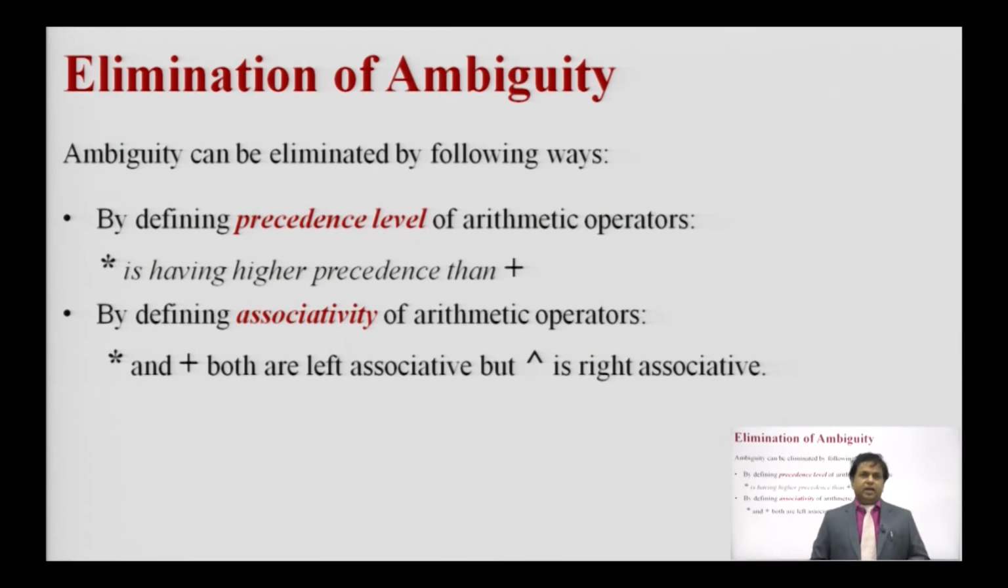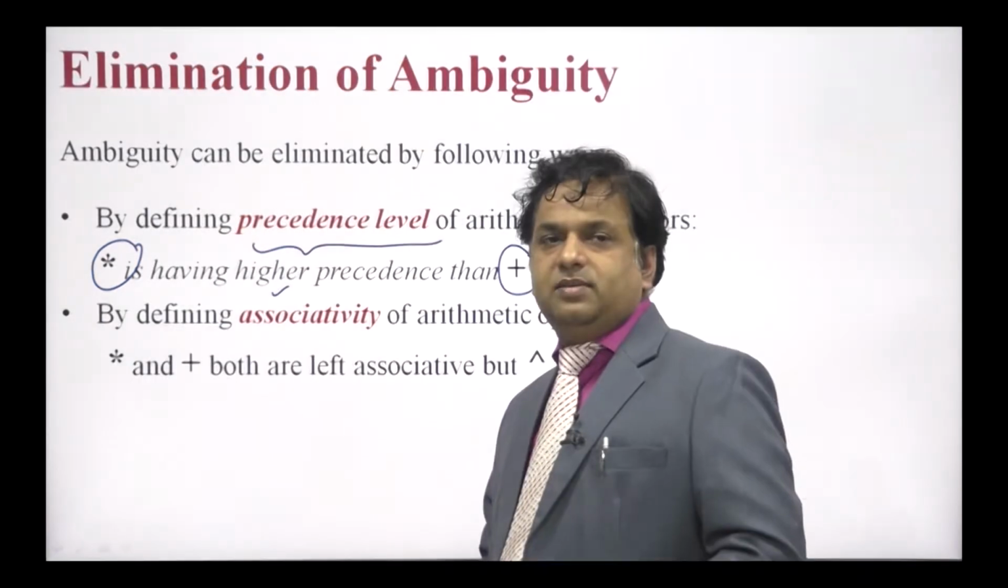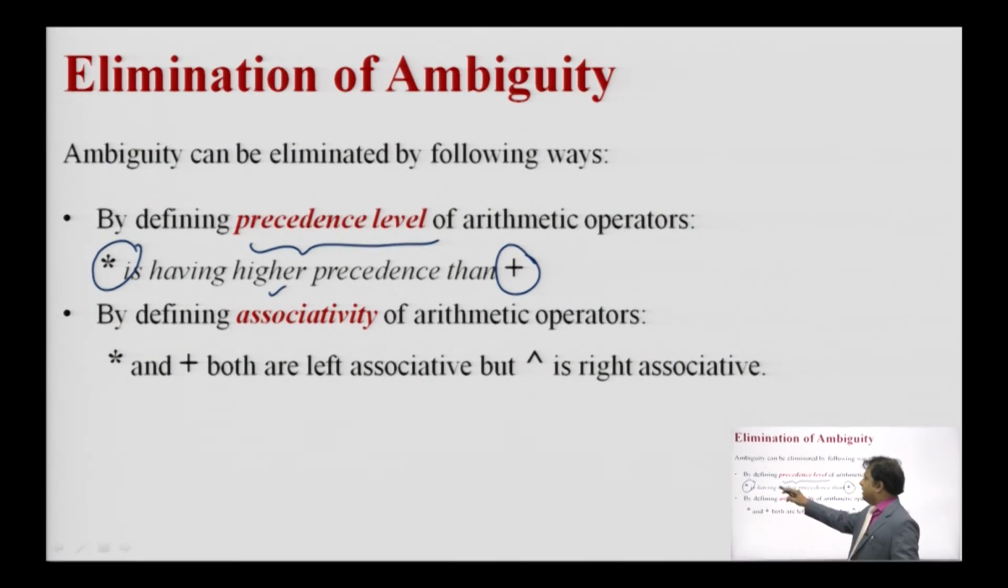Elimination of the ambiguity can be done in two ways. Number one, we can define the concept of the precedence level of the arithmetic operators. For example, this star has higher precedence over the plus sign. Suppose I decide this is my grammar and I decide that this arithmetic operation, the star, multiplication, has higher precedence over the arithmetic operator plus. So, suppose I decide that higher precedence will be plus.